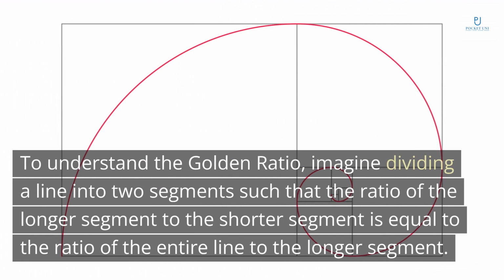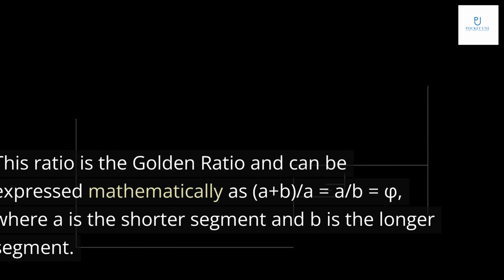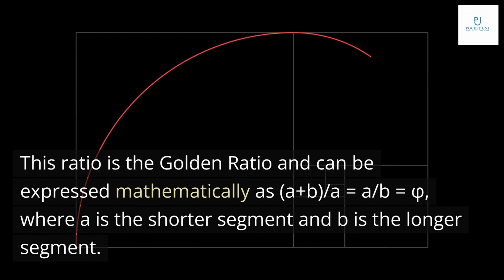To understand the golden ratio, imagine dividing a line into two segments such that the ratio of the longer segment to the shorter segment is equal to the ratio of the entire line to the longer segment. This ratio is the golden ratio and can be expressed mathematically as (a + b) / a = a / b = phi, where a is the shorter segment and b is the longer segment.